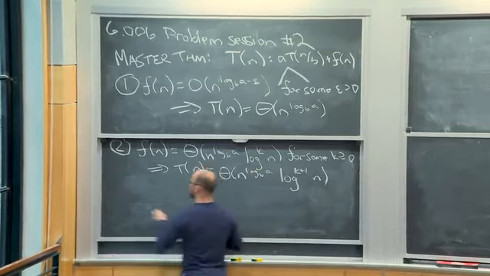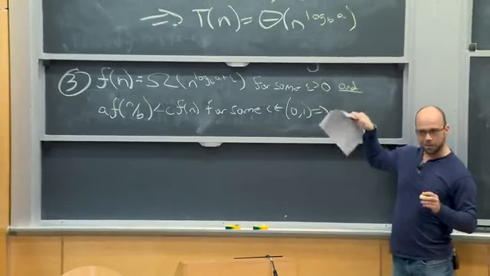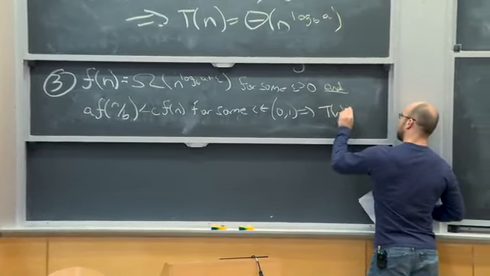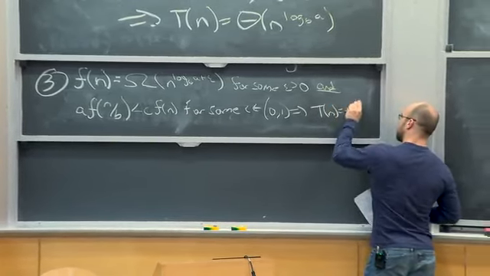And we needed a second case. What's it called? a f of n over b is less than c f of n for some c between 0 and 1. And what's the conclusion there? Then it turns out that the f term sort of dominates, and what we get is that T of n is theta of f of n.